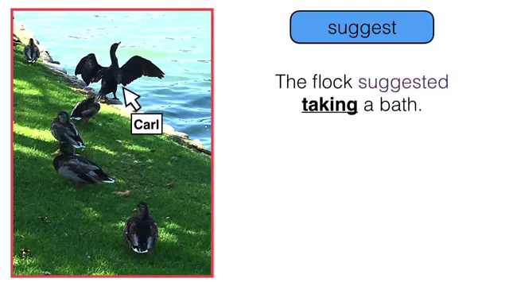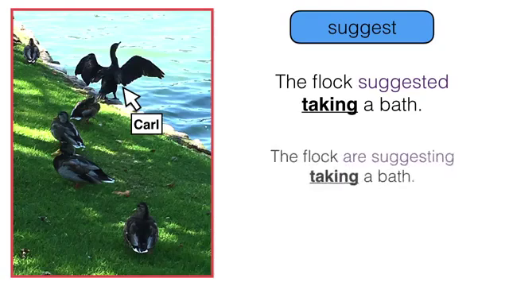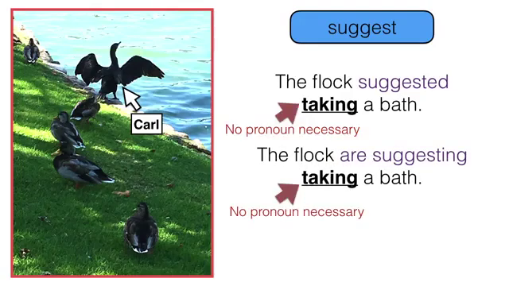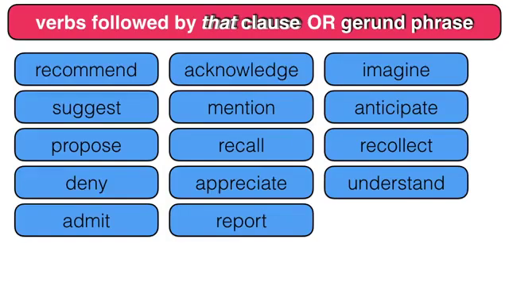Notice again, the verb in the main clause, suggested, appears in the simple past. But this does not affect the gerund phrase because we could also say the flock are suggesting right now taking a bath. Again, notice that no pronoun is necessary here. Okay, so I showed you an example of how to use recommend and suggest with a reduced noun clause, and propose works in the same way.